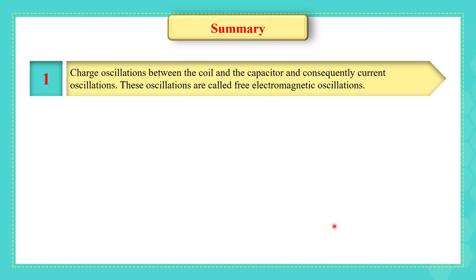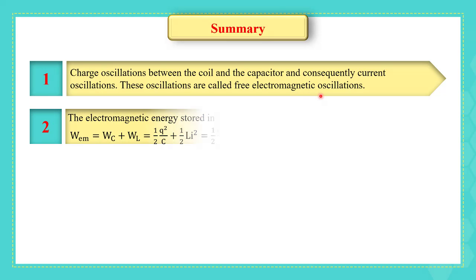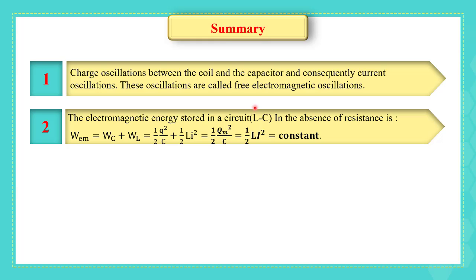As a summary, charge oscillates between the coil and the capacitor and consequently there are current oscillations. These oscillations are called free electromagnetic oscillations. The electromagnetic energy stored in an LC circuit in the absence of resistance is W electromagnetic equal electric energy plus magnetic energy, equal half Q squared over C plus half L i squared, which is equal to half Q maximum squared over C or half L I maximum squared. It is a constant value since there is no resistance, or there is no loss of energy.